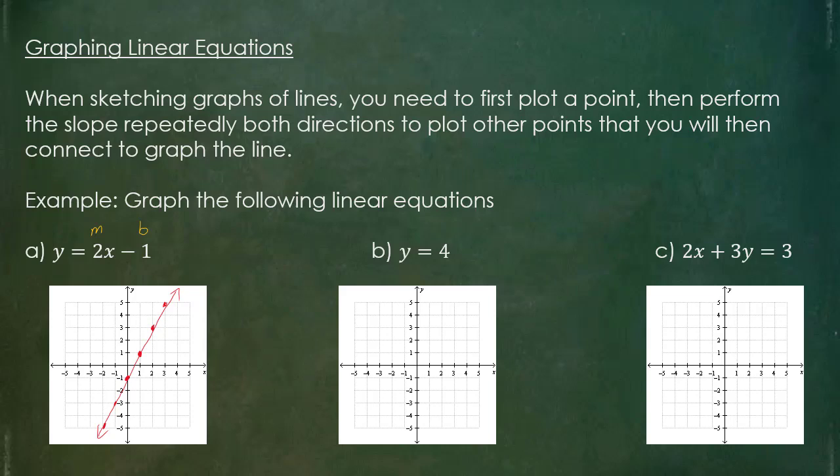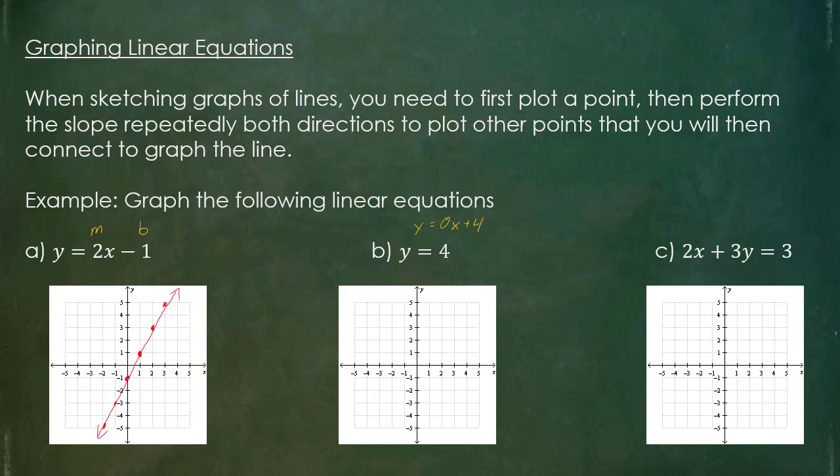Now if we go to the next one, notice this one is in the format of just y equals 4, so technically I could say that this is also y equals 0x plus 4, to make it look more like slope-intercept form, which then means my slope is 0 and my y-intercept is 4.